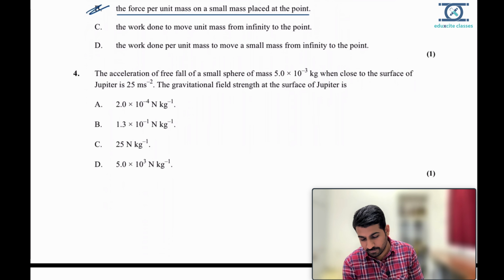Question number 4. The acceleration of free fall of the mass is given to you, close to the surface, this is the gravitational.